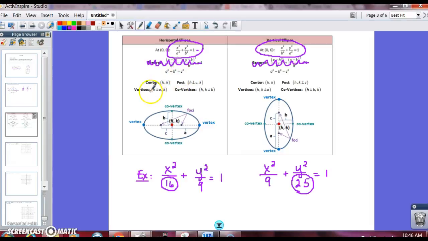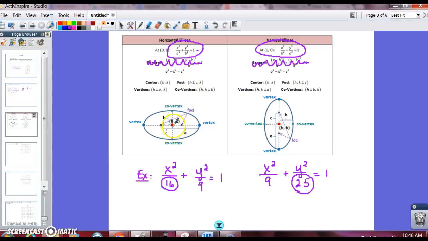The vertices at the end of the major axis, those are called vertices. The ones at the ends of the minor axis are sometimes called co-vertices. I may or may not use that terminology, but I typically only refer to them as the vertices on the major axis and the vertices on the minor axis. That's usually how I would say it.